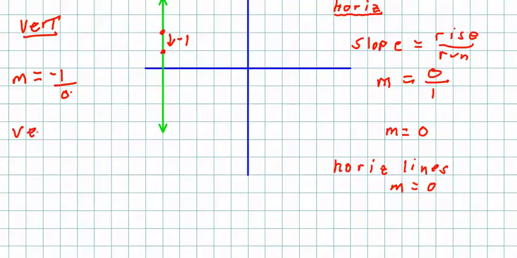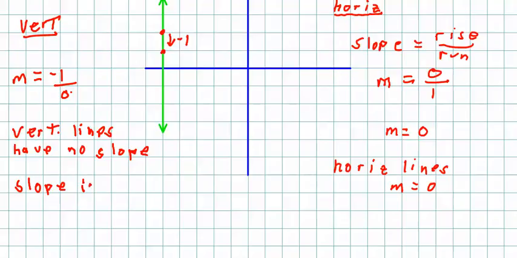Vertical lines have no slope. They have no slope. Doesn't exist. It's undefined. Or we could say the slope is undefined. There is no slope. All right, I want to do one more quick example and then we'll be done.